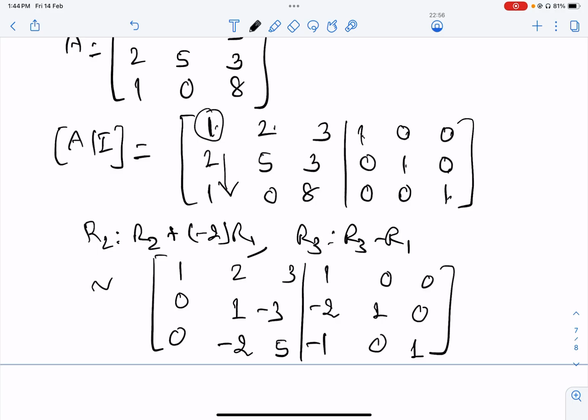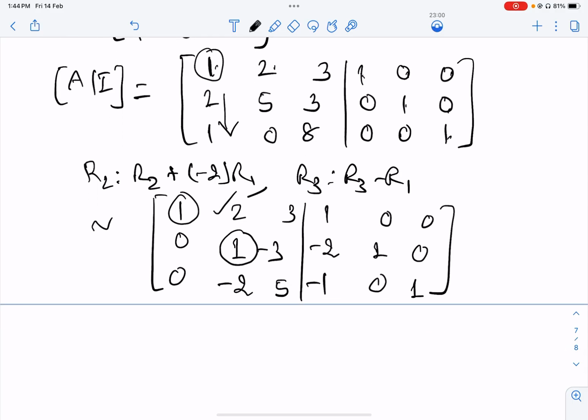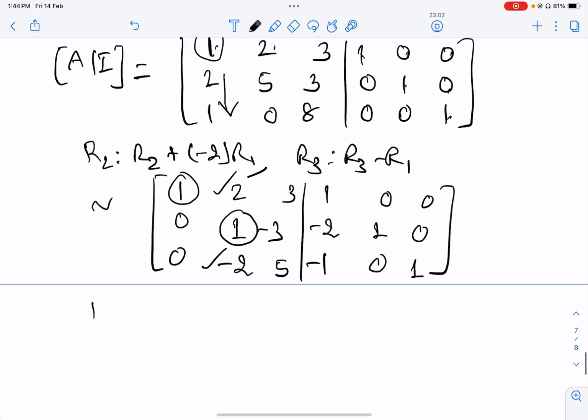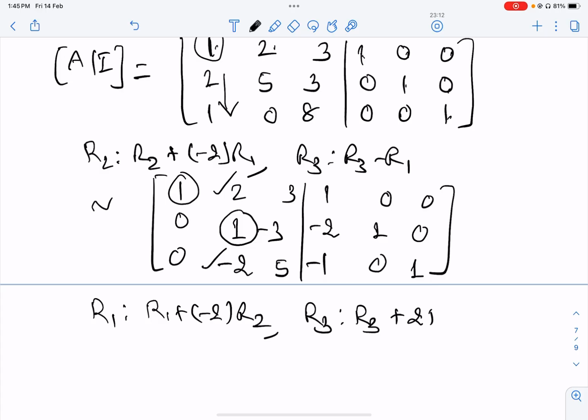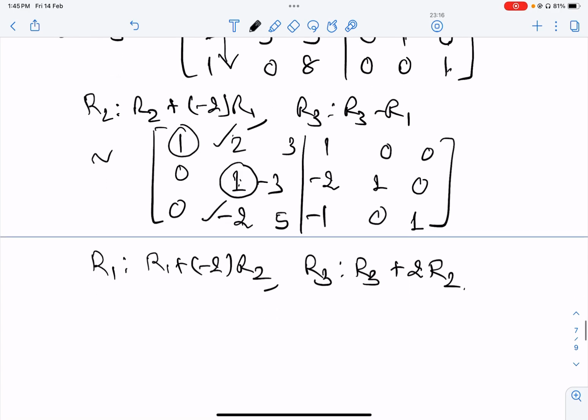So now here you are having, see, fortunately 1 also. So make the entry above and below to be 0. So R1 plus minus 2 times R2, and R3 plus 2 times R2, because 2 minus 2 is 0, minus 2 plus 2 is 0. And see, so this is a 1, 0 means 1 here.